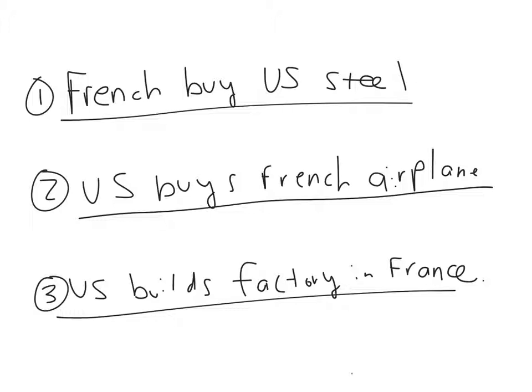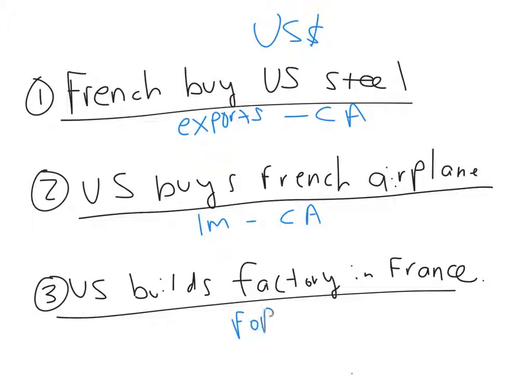If the French buy U.S. steel, that's going to be an export of U.S. goods. And again, we're thinking about it from the U.S. standpoint. Because it's an export, it goes through America's current account, and the French current account for that matter. If we flip it around and say the U.S. buys French airplanes, that's going to be an import for the U.S., and that's also going to flow through the current account. When a U.S. company decides to build a factory in France, that is a factor of production, and so that money is going to flow through the financial account.